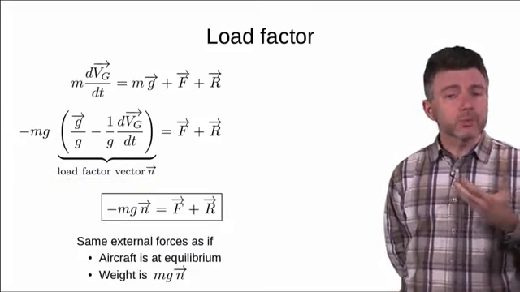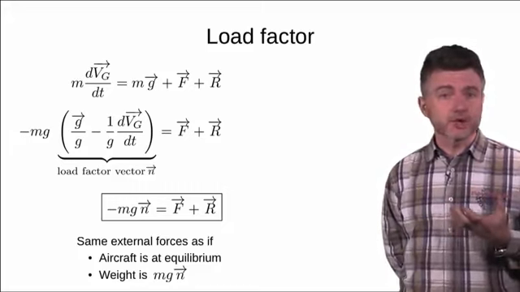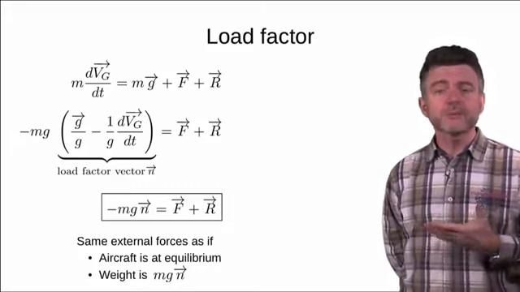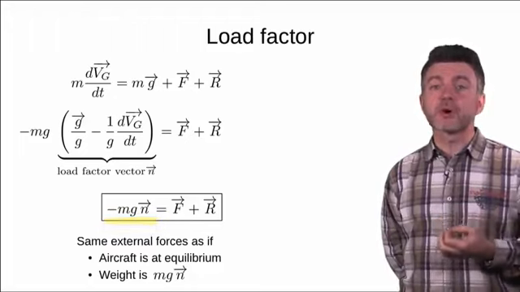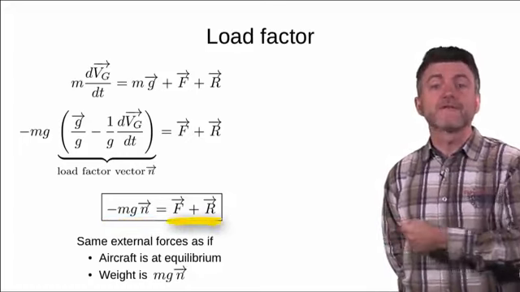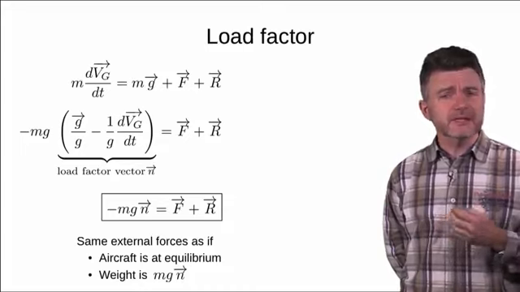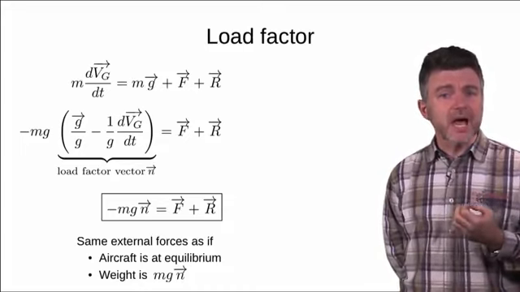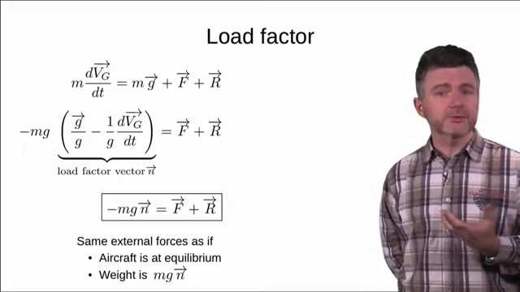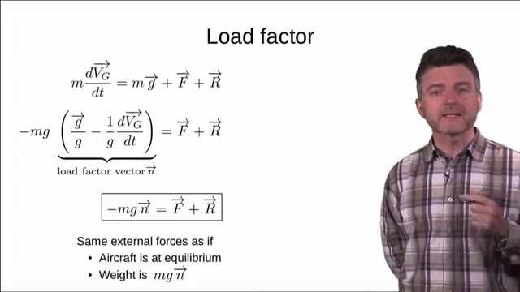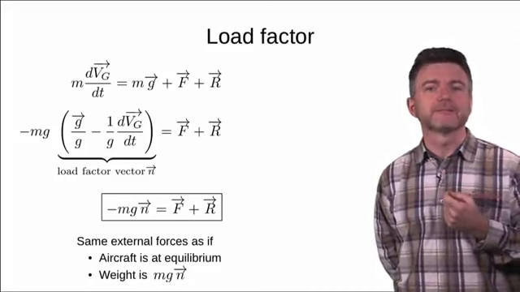We can now rewrite Newton's law in the general accelerated case using the load factor. We obtain a very simple expression. Minus mgn equals external forces, very similar to the equilibrium case. This means that we have the same external forces as if the aircraft is at equilibrium and weight is replaced by a pseudo-weight mgn applied in the direction of vector n and multiplied by the value of n.